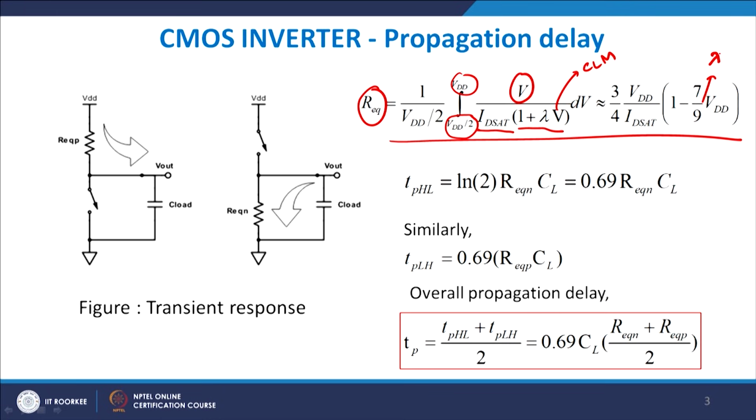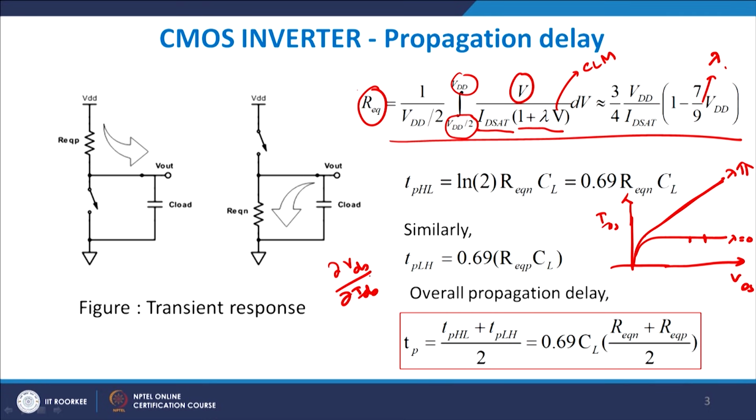As you can see, therefore, the higher the value of lambda, the smaller will be your R equivalent. Higher lambda implies that your CLM will have such a profile. Rather than the ideal value of lambda equals 0, if lambda is very high, it is almost like this slope, which means that if this is VDS versus IDS, then even if you change VDS by a large amount, your ID is not changing. So del VDS by del IDS is approximately infinity.